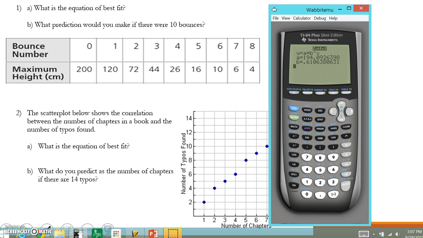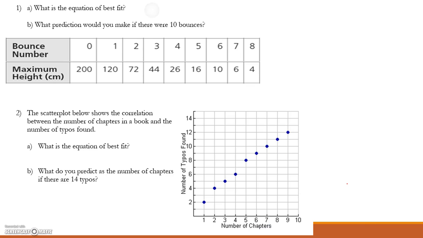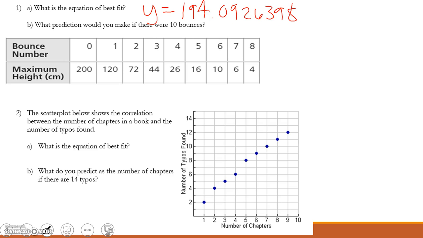If you notice, the template is different. It's y equals a times b raised to the x power. So when I write it out, I do y equals, and my a was 194.0926398, and the template was then times, and then the b, so 0.6106380631, and it was raised to the x power.